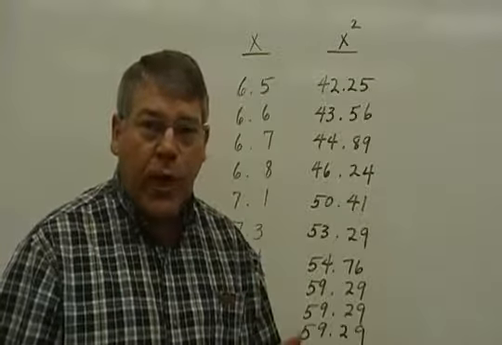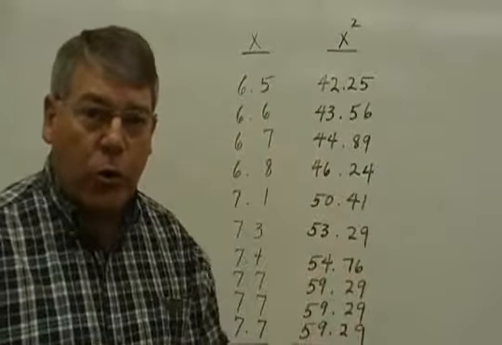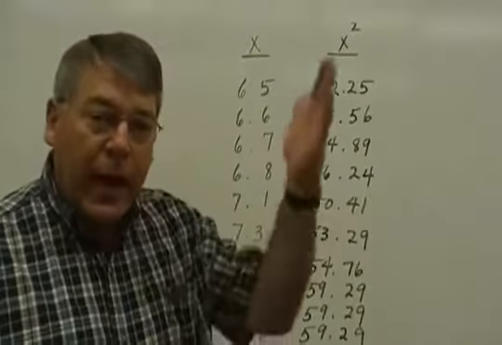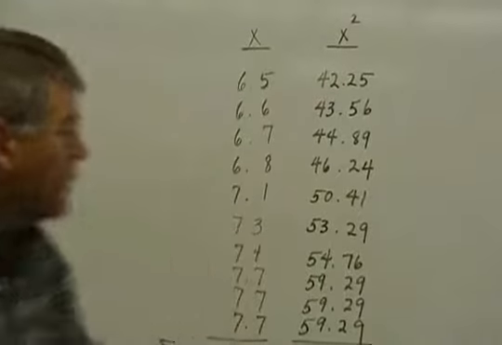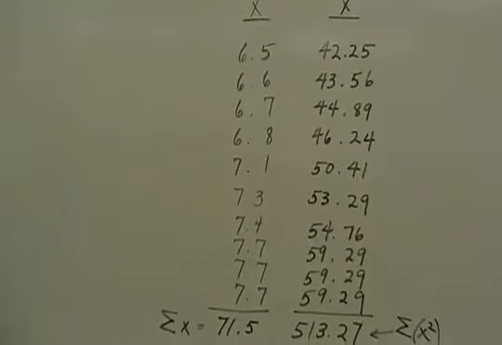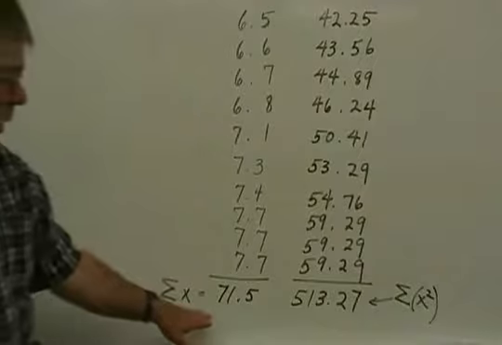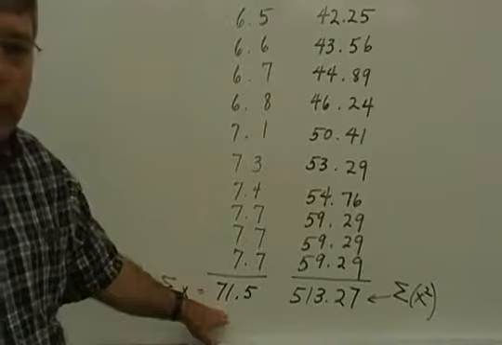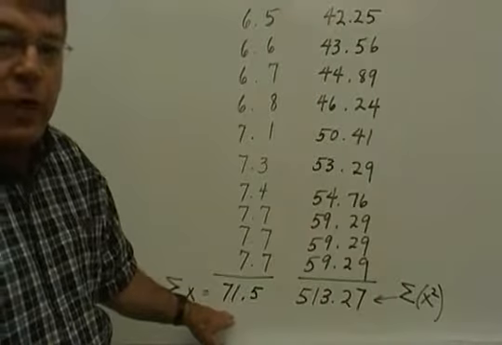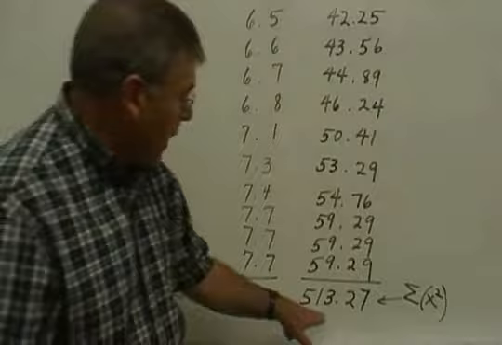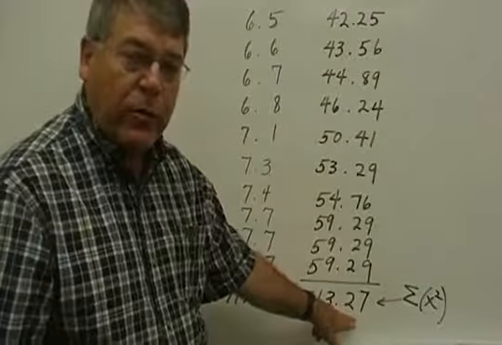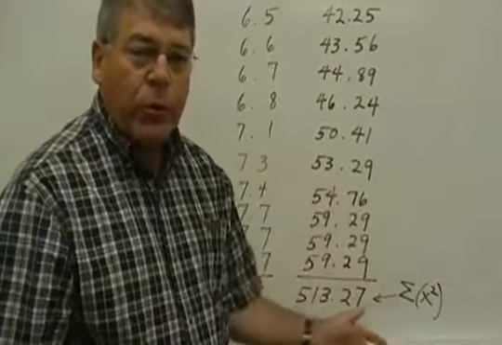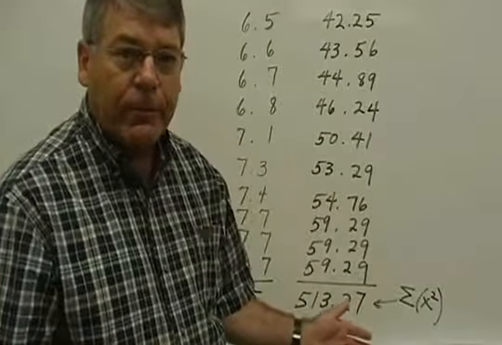Now, after you do that, we're going to need to total each of those columns. And of course, the summation symbol means to add up an entire column. So let's take a look at our final answers for that. Notice over here that we have added the first column, and that number, 71.5, is what we will use as the sum of x. The 513.27 is the number that we will use for the sum of x squared. Now we'll put those numbers into our formula.